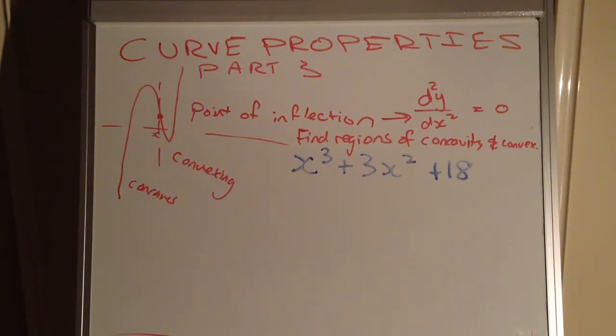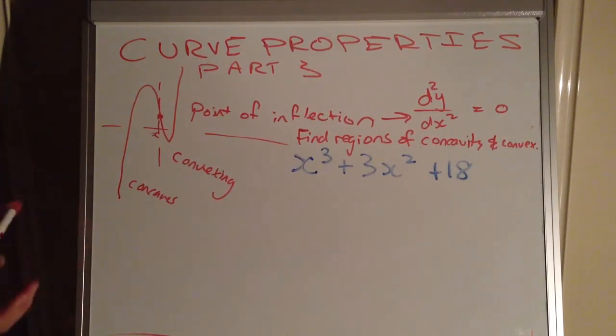Okay, hello everybody and welcome to Curve Properties Part 3, the final part in this 3-part mini-series, and today we're going to be looking at the second derivative. So again, it should be something quite interesting to look at and how we can use it to be able to work out inflection points and in context work out whether a function is concaving or convexing.